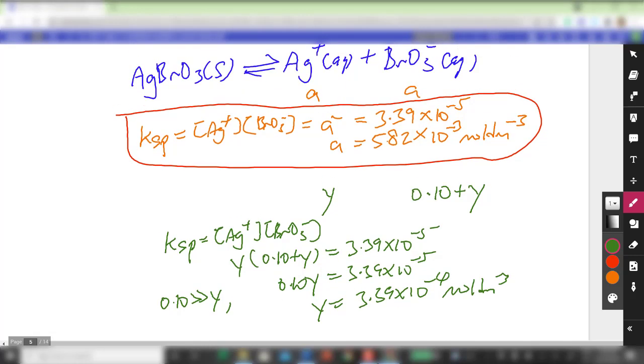Now, did you realize one thing? I have already created a second combination of silver ion and bromate.